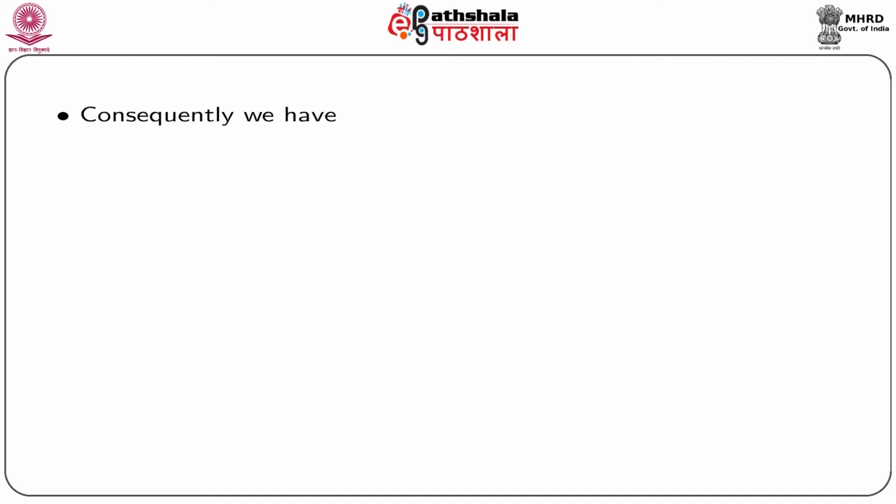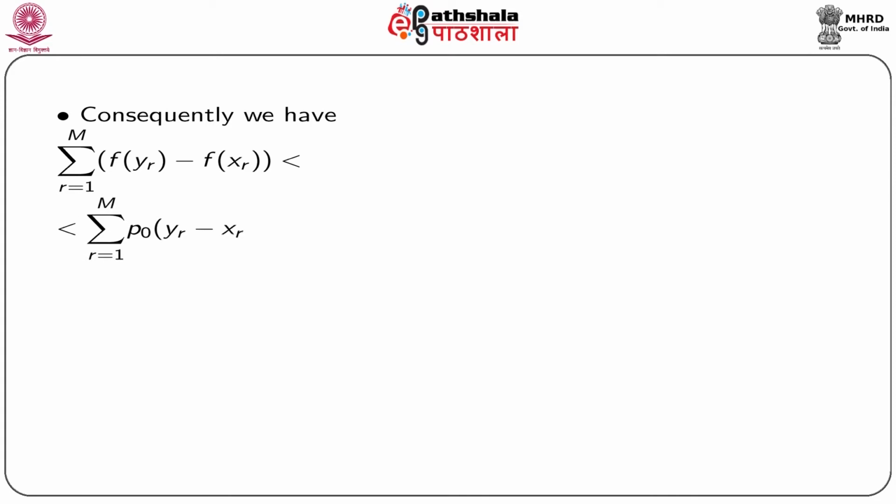Consequently, we have the sum over r = 1 to M of (f(y_r) - f(x_r)) is less than the sum over r = 1 to M of p0 times (y_r - x_r), and this is again less than p0 times the measure of G, as all the intervals [x_r, y_r] are contained in G, and this is again less than p0 times (alpha plus epsilon), since mu G is less than alpha plus epsilon.